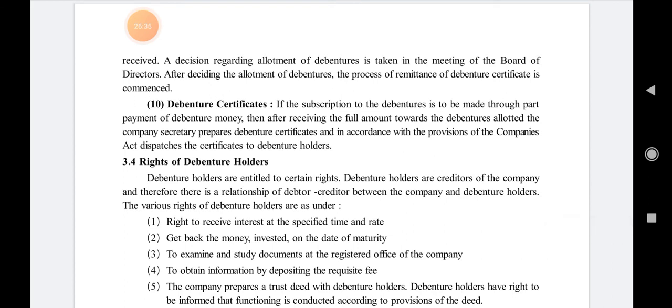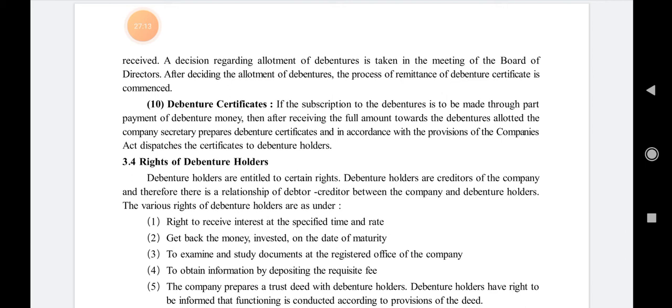After deciding the allotment of the debentures, the process of issuing the debenture certificates commences. It means the issue of the debenture certificate should begin after the completion of the allotment. Next one is the debenture certificate. If the subscription to the debentures is made through part payment of the debenture money, then after receiving the full amount towards the debentures allotted, the company secretary prepares the debenture certificate.